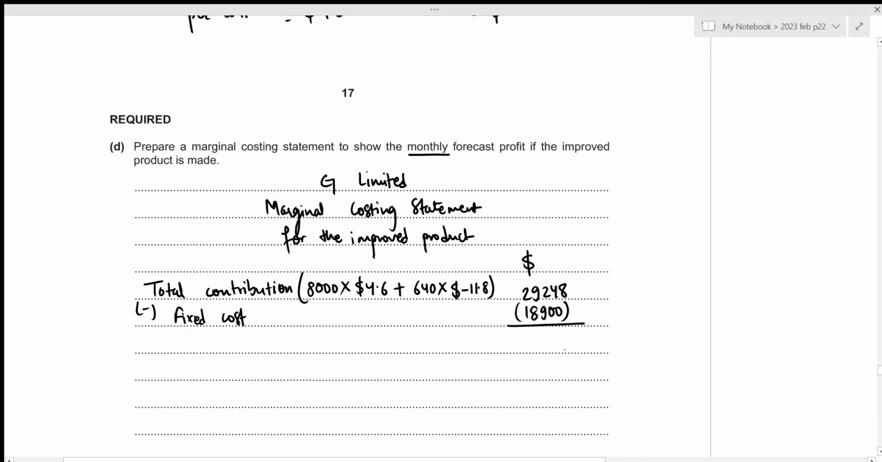Now this will result in our profit for the month. That's 29,248 minus 18,900, which results in 10,348. This concludes the fourth part. Let's move towards the fifth one.